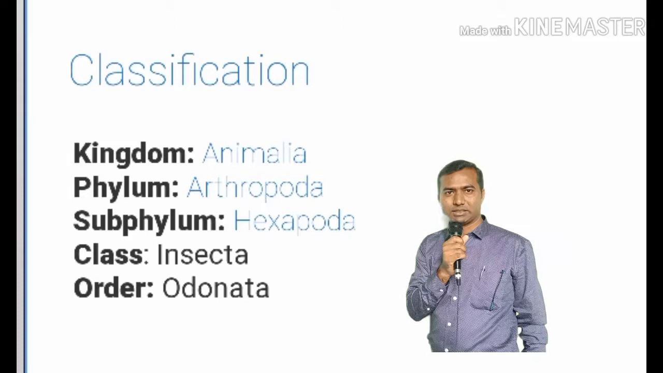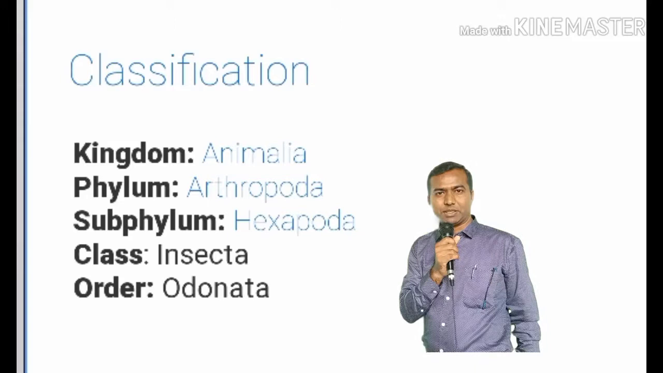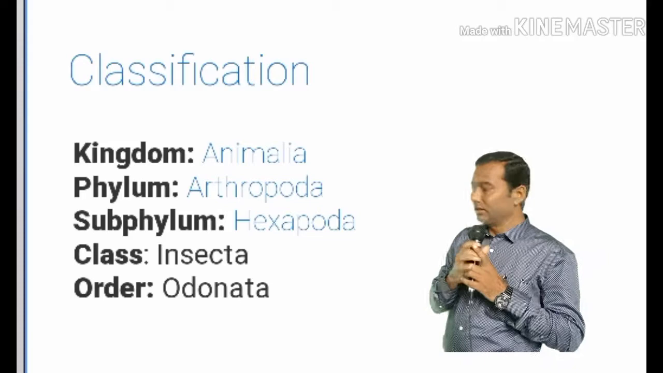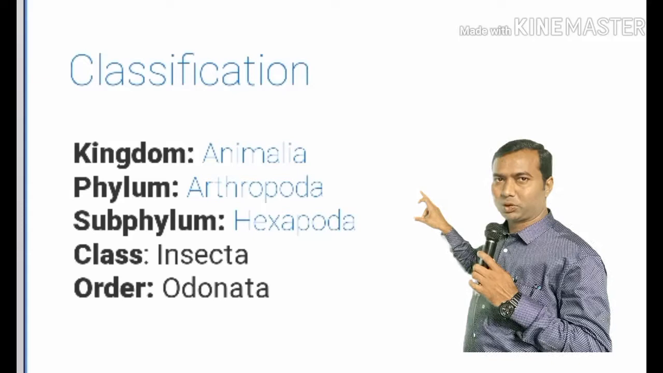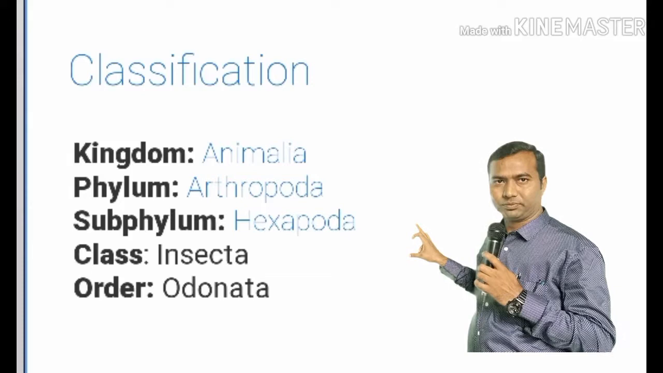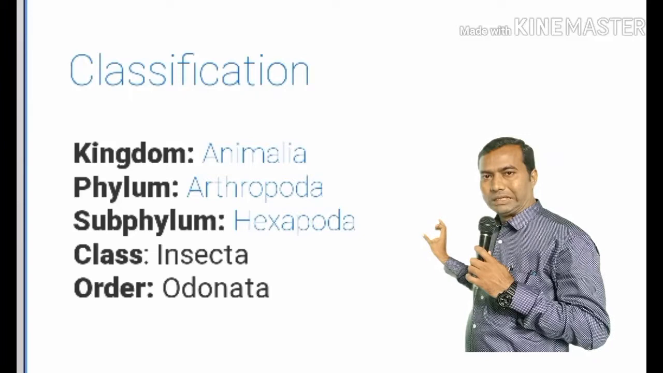Today's topic of our lecture is the basic differences between dragonflies and damselflies. Here we will see the classification of dragonflies and damselflies. Basically, dragonflies are included in phylum Arthropoda, then class Insecta. And in the class Insecta, dragonflies and damselflies are grouped into order Odonata. The suborder Anisoptera includes the dragonflies, and Zygoptera includes damselflies.